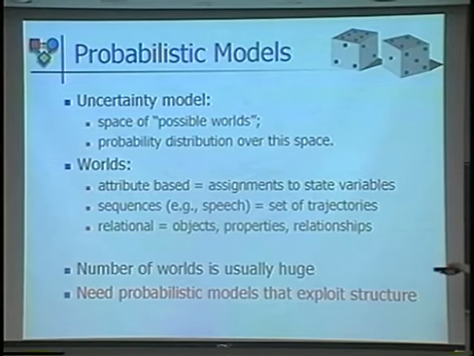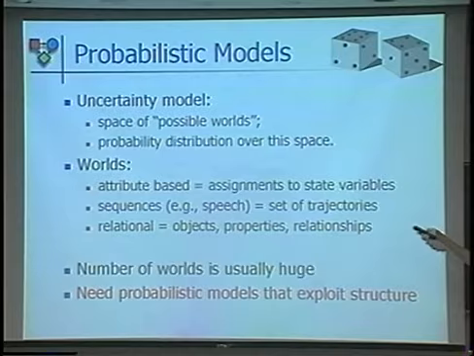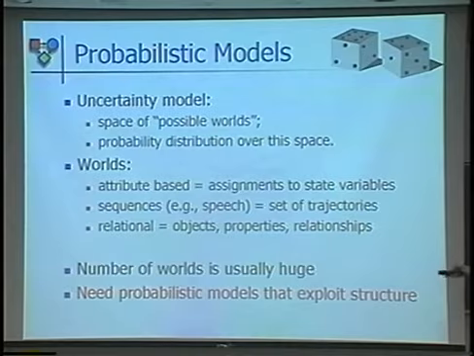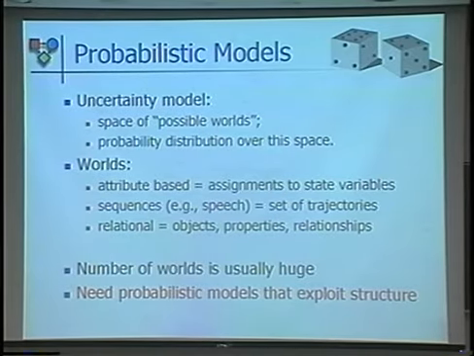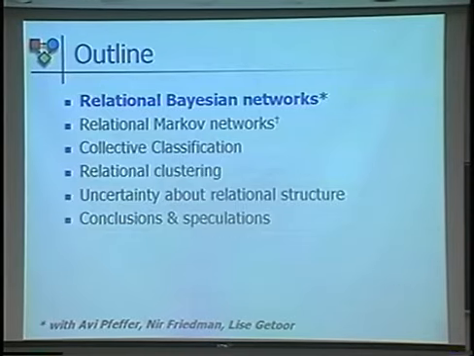In all of these cases, the number of worlds that we have to consider is huge. In this case, for example, if you have n variables, each of which is binary, the number of worlds is 2 to the n. And all of you know just how many trajectories there are in a parse tree and so on. So that gives rise to the need for probabilistic models that can represent these compound probability distributions in a compact structured way. And that's going to be the main focus of what I'll be talking about.